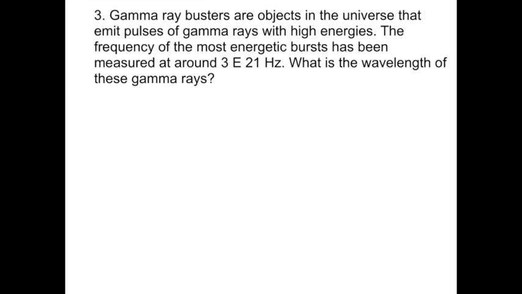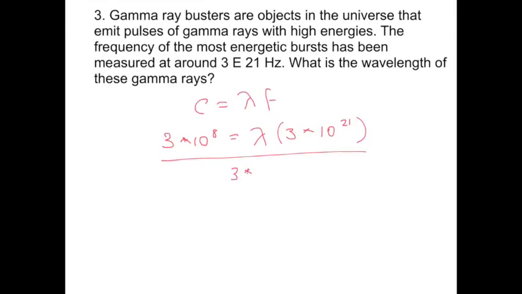Alright, so this is another situation where we'll be using c equals lambda times f, or again, the speed of light is equal to wavelength times frequency for a light wave. So 3 times 10 to the 8th will be the speed of light. That's equal to wavelength, which we don't know yet, times the frequency, which we've been told is 3 times 10 to the 21st. I'll divide both sides by 3 times 10 to the 21st to isolate lambda, which I find is equal to 1 times 10 to the negative 13th meters. That would be the wavelength for these gamma rays.